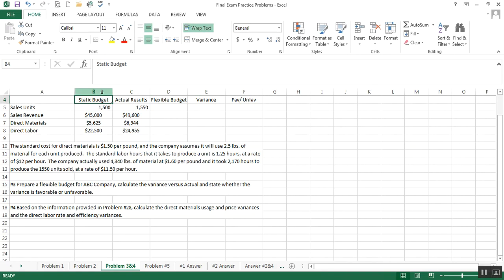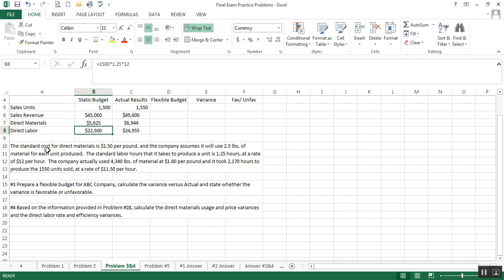When we're talking about our static budget, we're looking at the information that we have before anything happens. So we need to develop some standards to use for our static budget. These are standard cost, standard materials, and standard labor, rates, and usage. For example, we're assuming that we're going to sell 1,500 units, and our price is going to be $30 per unit. And for direct materials, we're going to assume that we need 2.5 pounds of material in order to produce 1 unit. And each pound of material is going to cost $1.50.